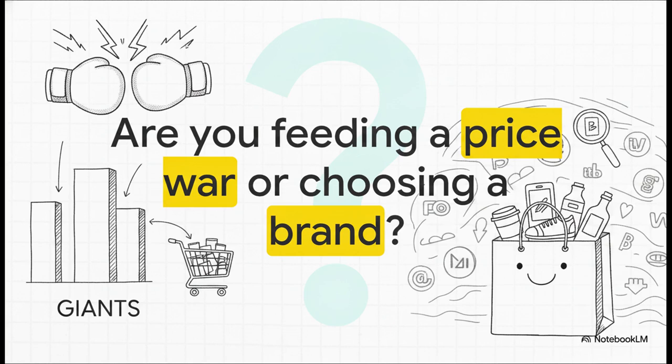So, as you head out into the real world, consider how the invisible structure behind the products you buy dictates the power dynamic between you and the corporation. The next time you make a purchase, ask yourself, are you feeding a high-stakes price war among a few heavily protected giants? Or are you simply choosing a favorite brand in a highly crowded, fiercely competitive arena? It definitely makes you look at the store shelves a bit differently.